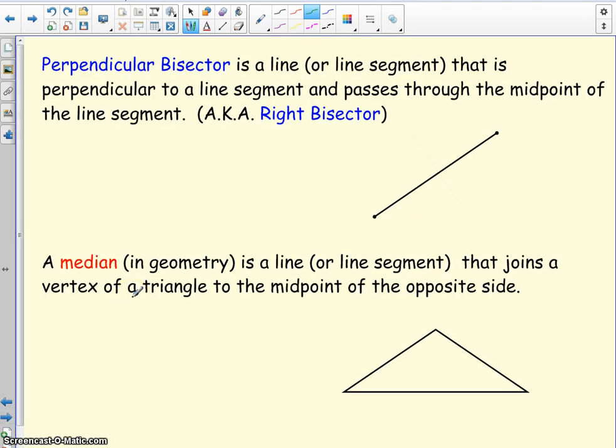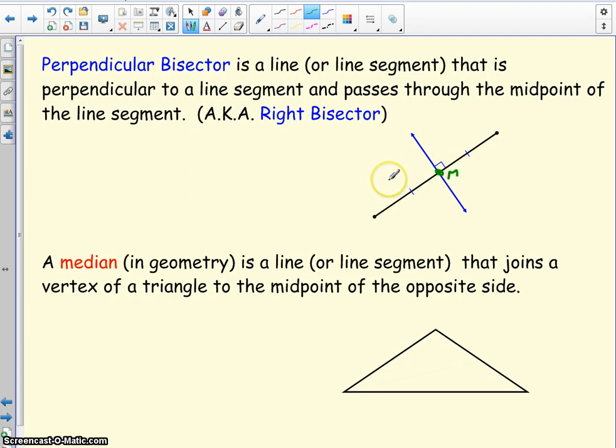Okay, so let's take a look at a few other things here. I'm going to look at some special kinds of lines in geometry called perpendicular bisectors and medians. So a perpendicular bisector is a line or line segment that's perpendicular to a given line segment and passes through its midpoint. So if I have a line segment right here that I've drawn, a perpendicular bisector will pass through the midpoint. This point right here would be the midpoint. And it passes through it at a 90-degree angle.